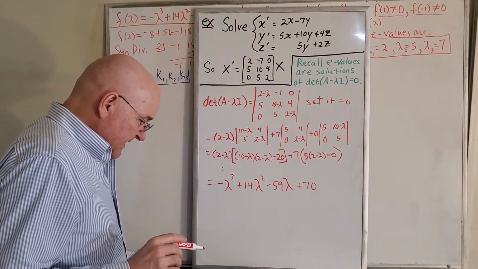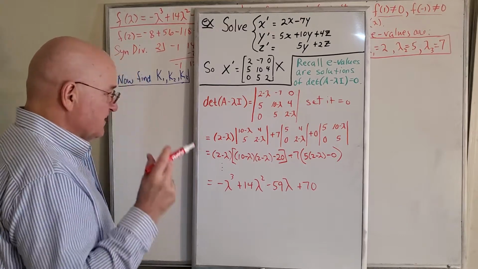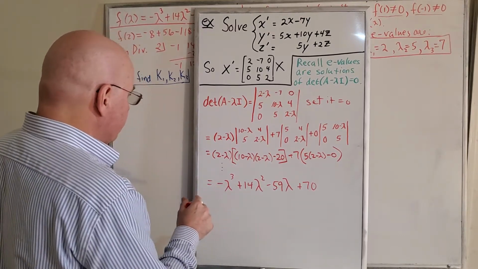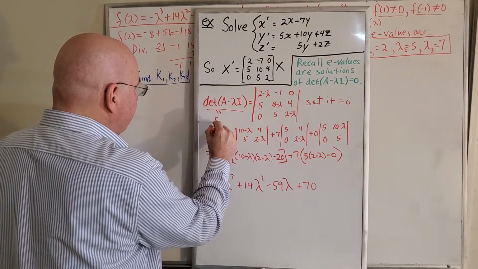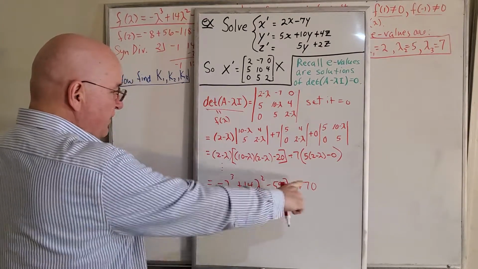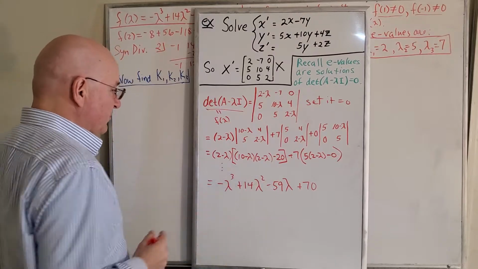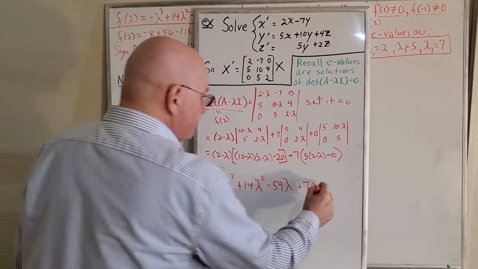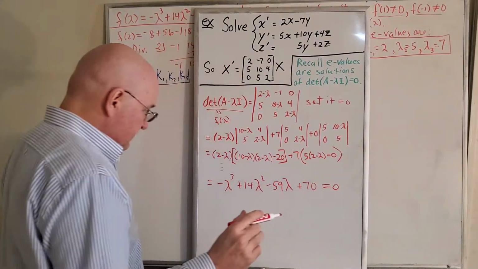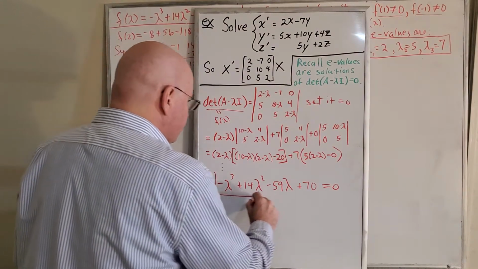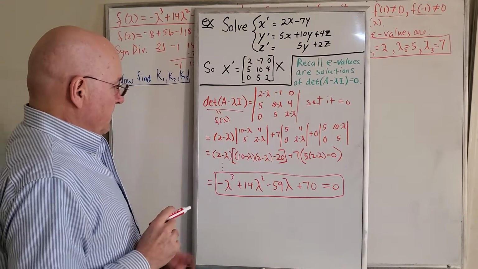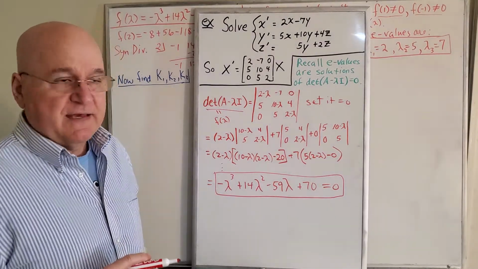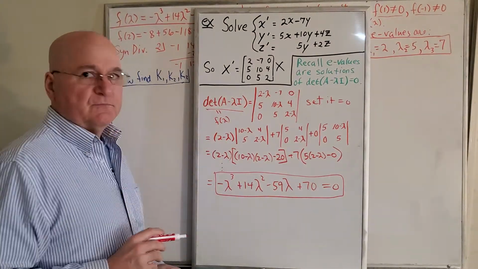And we have to set that equal to 0. So if you wanted to, you could call this determinant f of lambda, because it's a function of lambda, and we're setting it equal to 0. Okay, so this is going to be a refresher from pre-cal. We need to factor this. If you can factor that in your head, you are a good factorer.